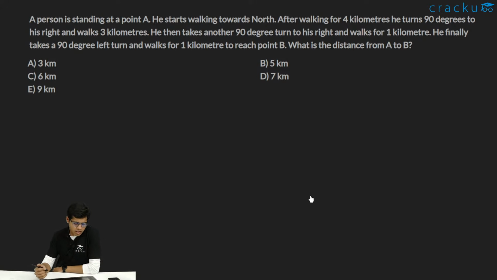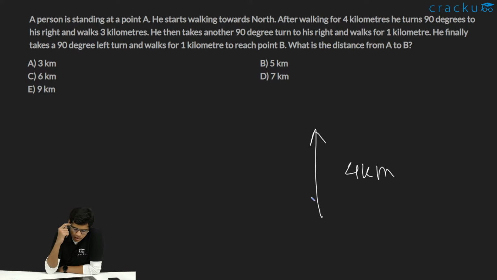Okay. In this question, it is being told a person is standing at a point A. He starts walking towards north. Okay. And after walking for 4 kilometers, he turns 90 degrees to his right. So now he is turning 90 degrees to his right and walks 3 kilometers. He then takes another 90 degrees turn to his right and walks for 1 kilometer.